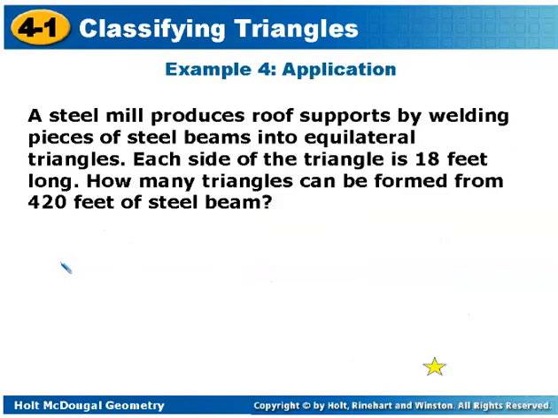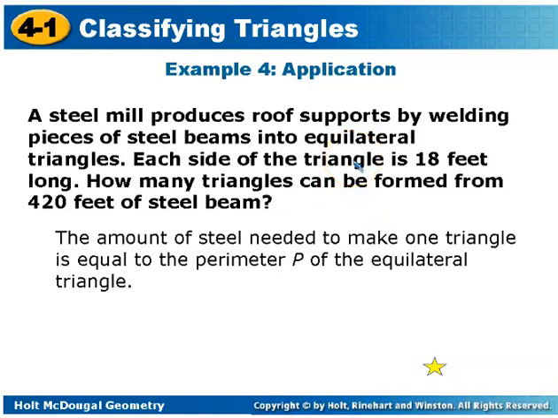Okay, let's do a little application one here. We're looking at a steel mill, and it produces roof supports for buildings, and they do it by welding steel beams together, making equilateral triangles. Now, one, you need to know, what does it mean to have an equilateral triangle? Okay, that's our first place to start. So I know that equilateral triangles mean that each side is equal, right? And it tells me the length of each of those sides is 18 feet.